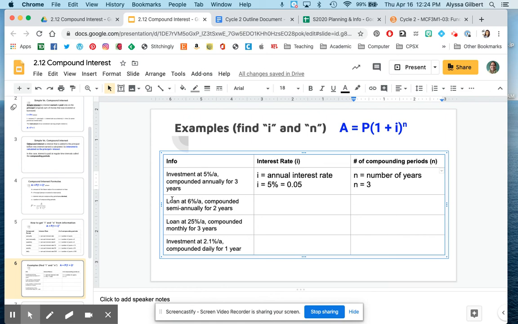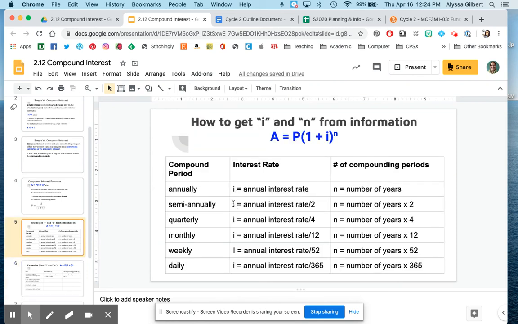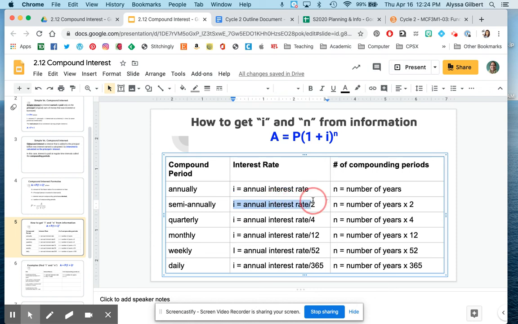Okay, now let's say we're loaning money at 6% per year, compounded semi-annually for 2 years. So let's go back to our semi-annually chart. Semi-annually, you're going to do annual interest rate divided by 2.